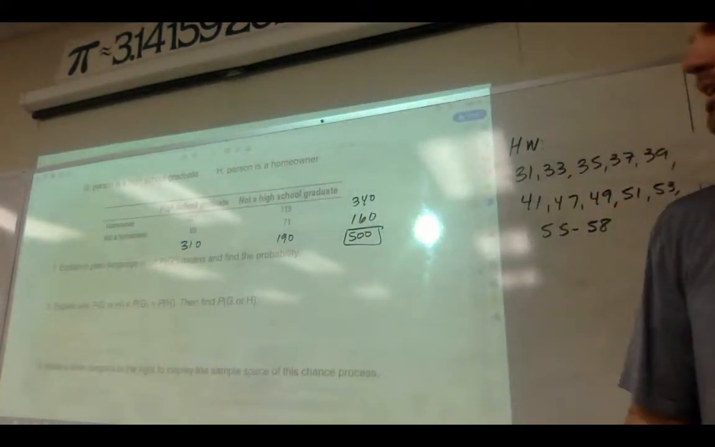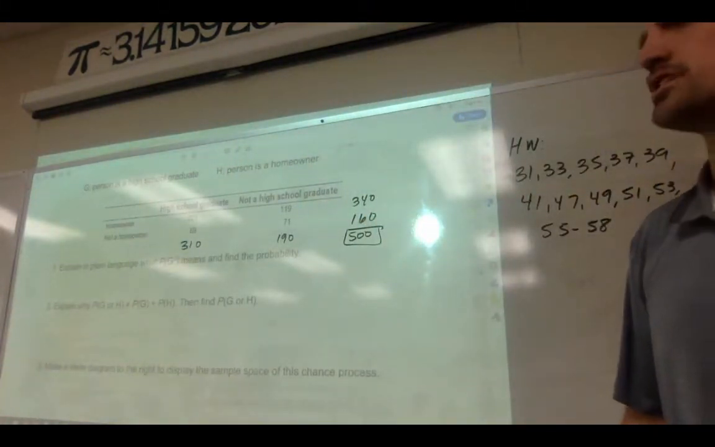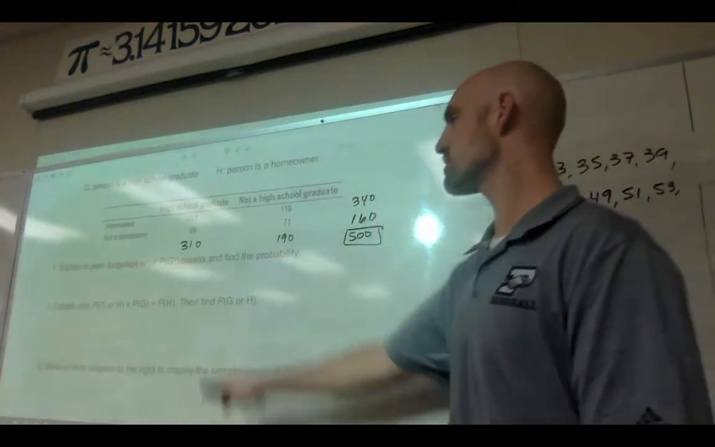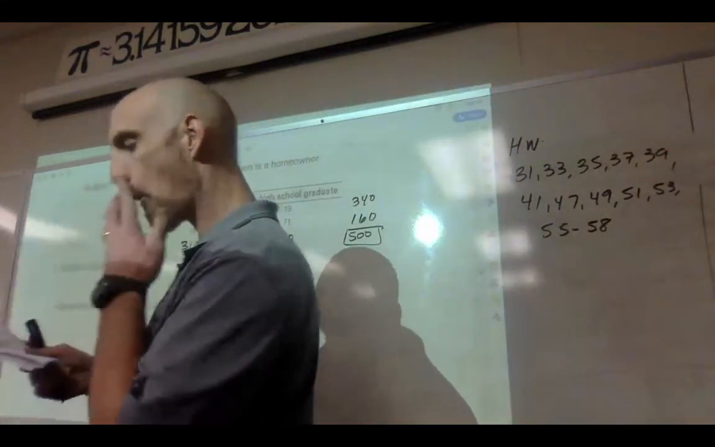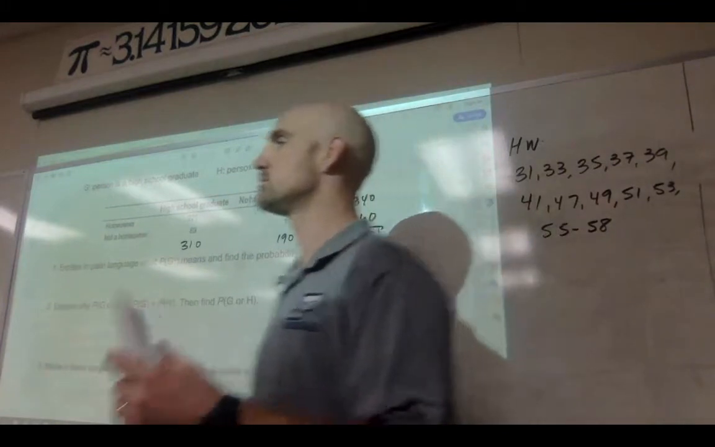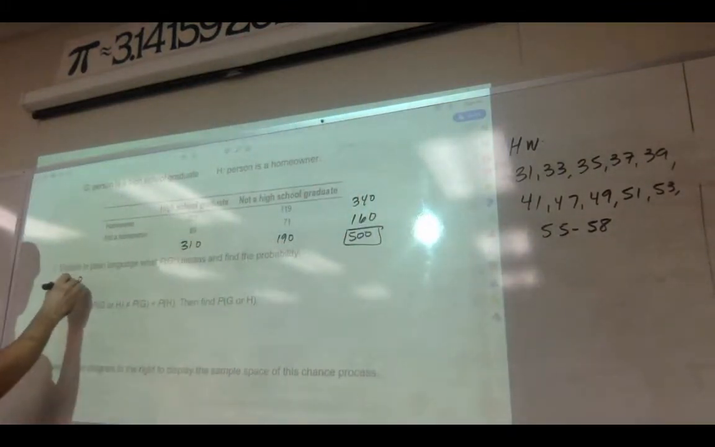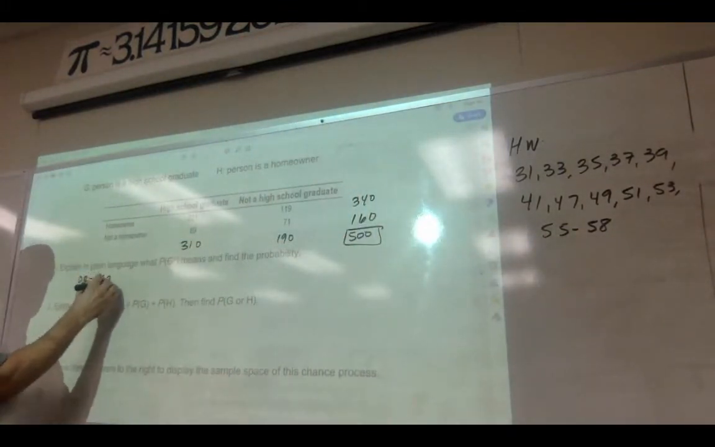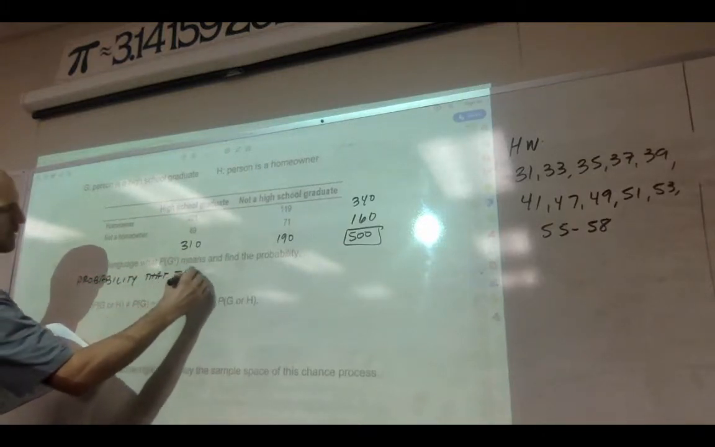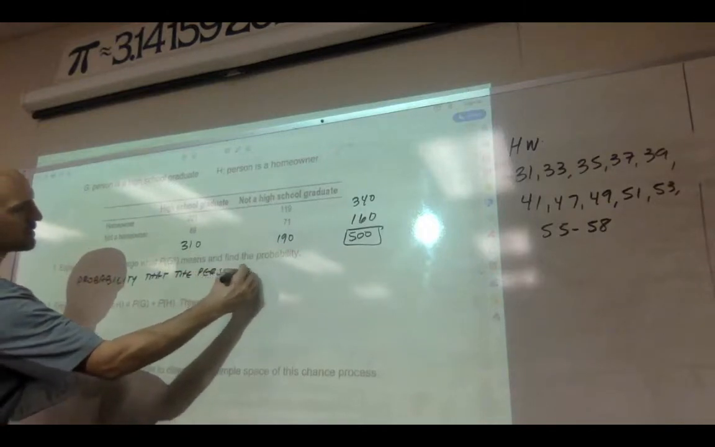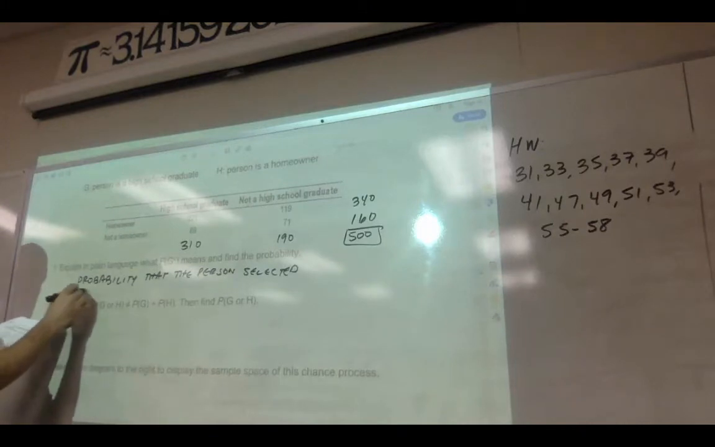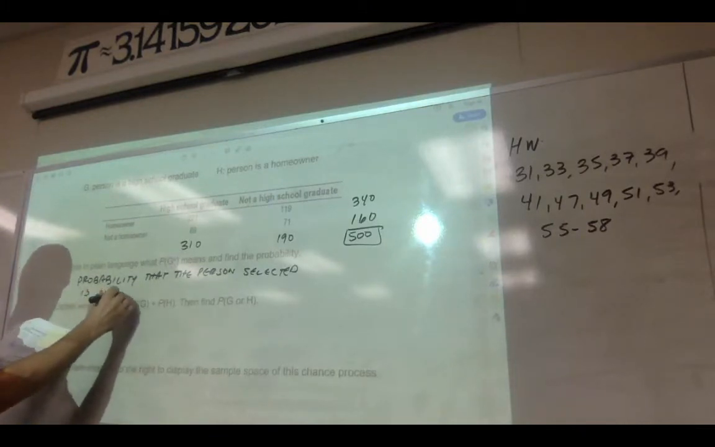Explain in plain language what P parentheses G superscript C means and find the probability. You tell me. What does this symbology mean? Probability of the person selected to not be a high school graduate. The probability that the person selected is not a high school graduate.